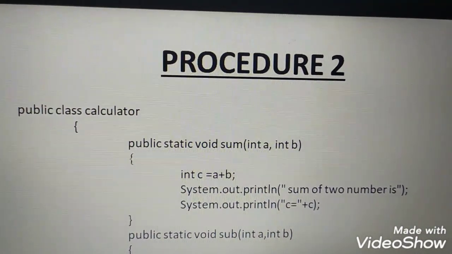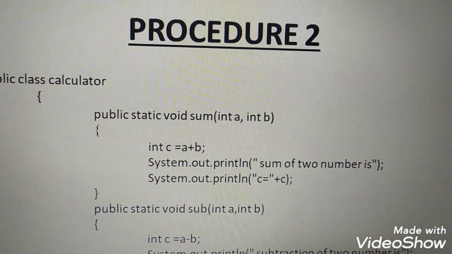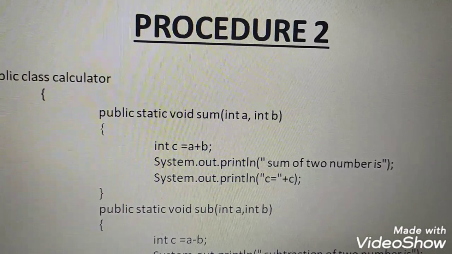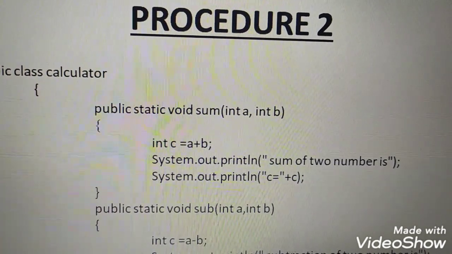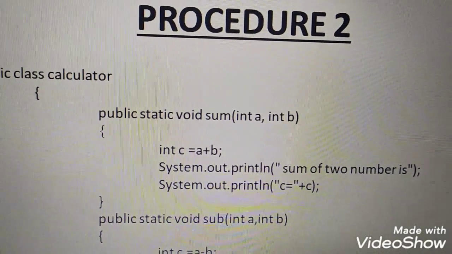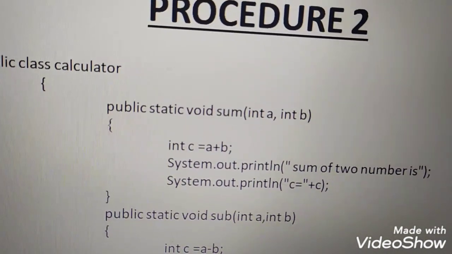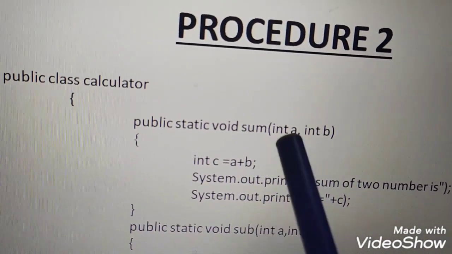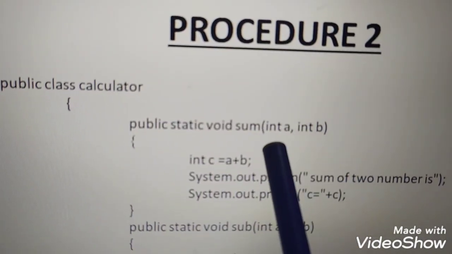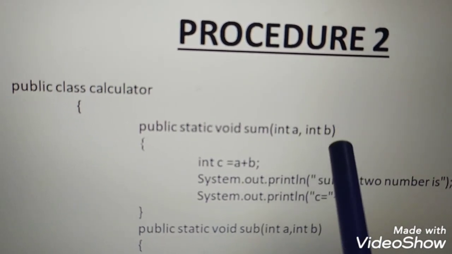Now it is procedure 2. The whole program of procedure 2 is written here. I am not going to write it again. Just the extra thing which is mentioned here, I have to explain. Okay. Now in the previous program you saw public static void sum and the empty parenthesis. That empty parenthesis you had written, but here you can see it is written int A and int B. So this int A and int B are known as argument or parameter.